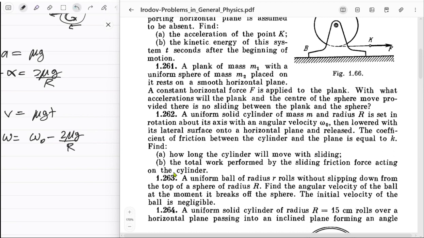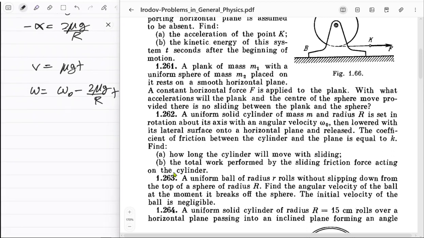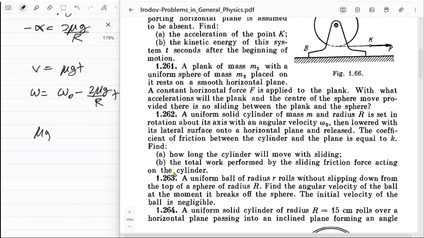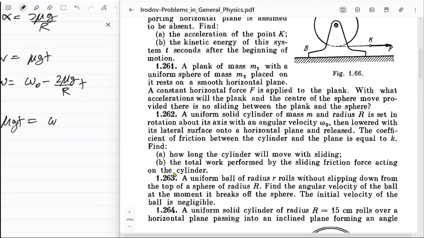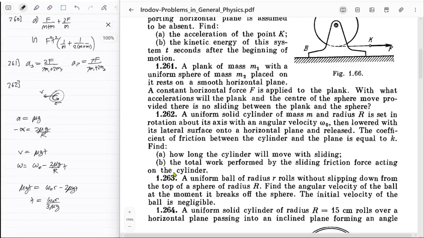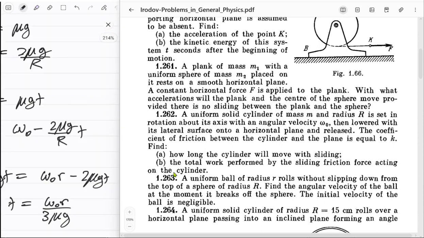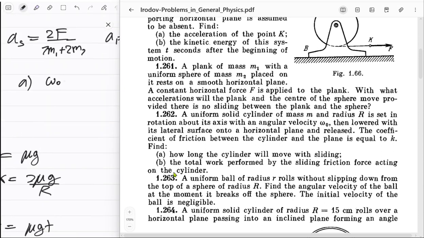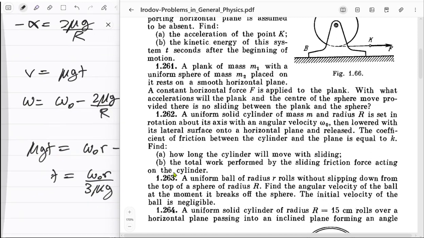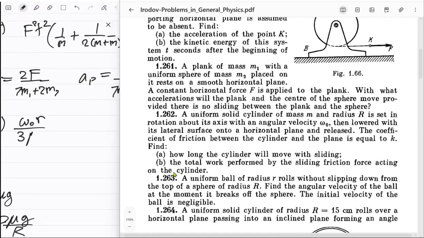So what you want is, of course, v equal to omega r. So for that to happen, mu g t is equal to omega naught r minus 2 mu g t. So t is just equal to omega naught r upon 3 mu g. That's when this will happen. So first guy, we got the answer. A is just this thing, omega naught r upon 3 mu g, right?